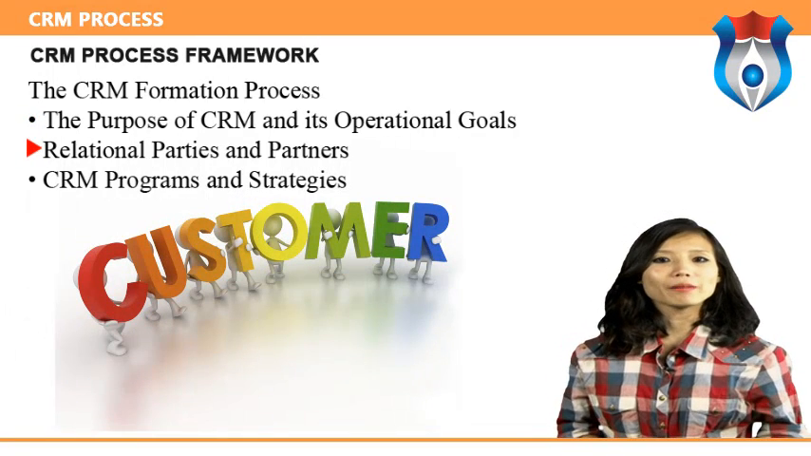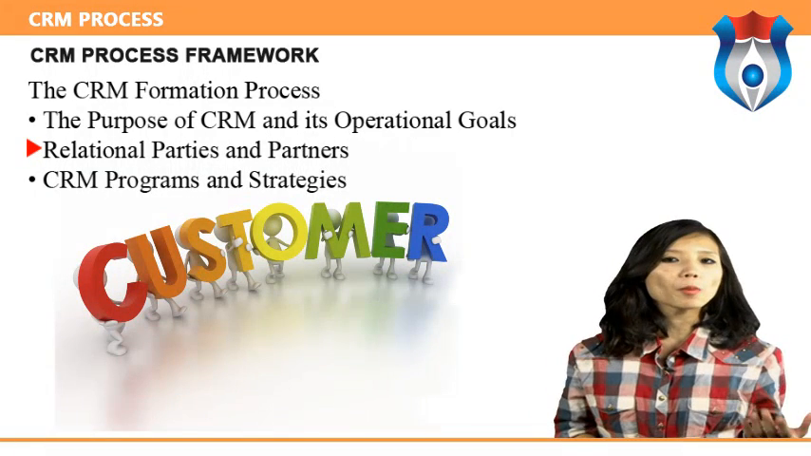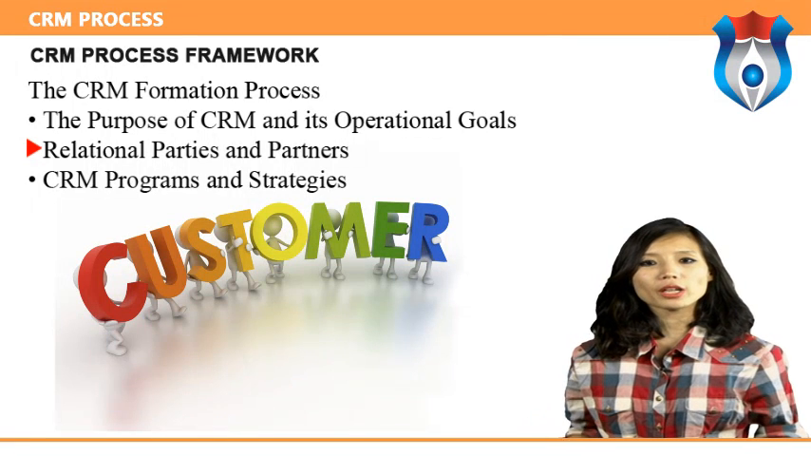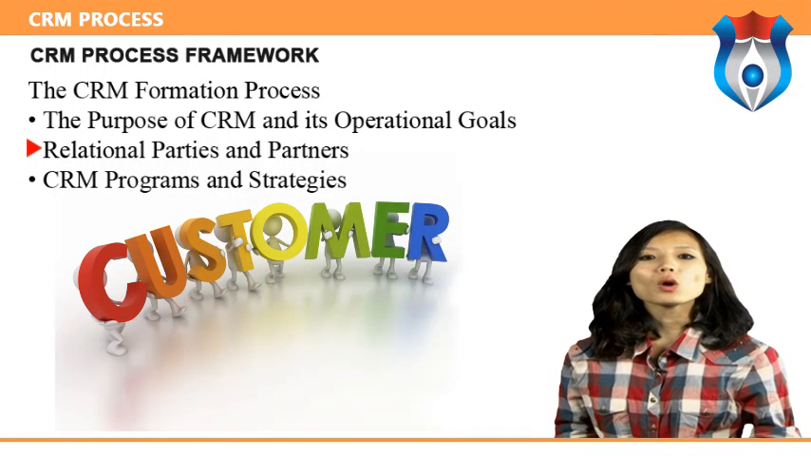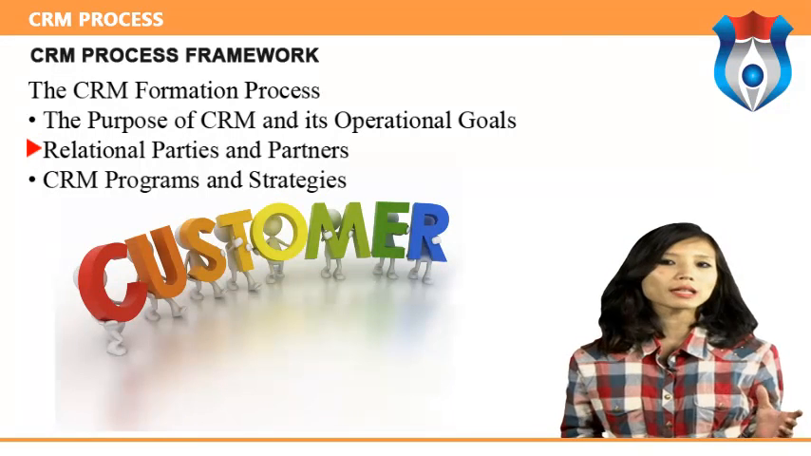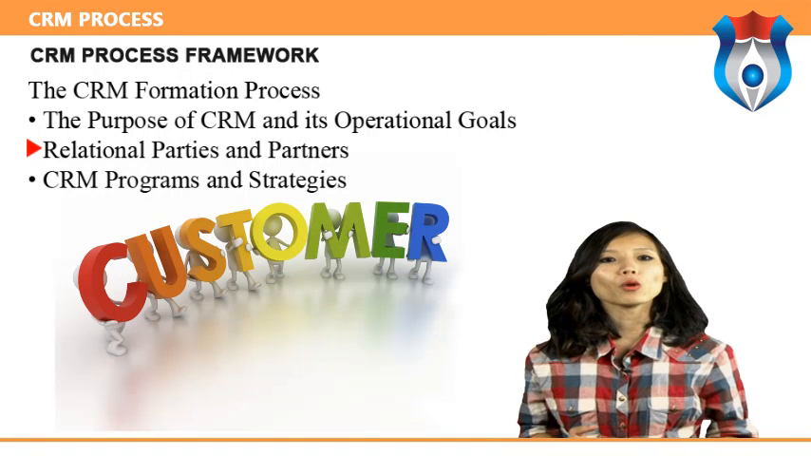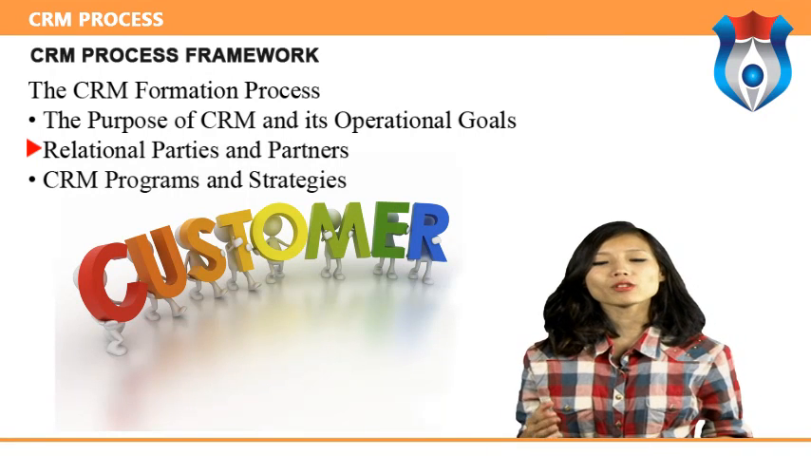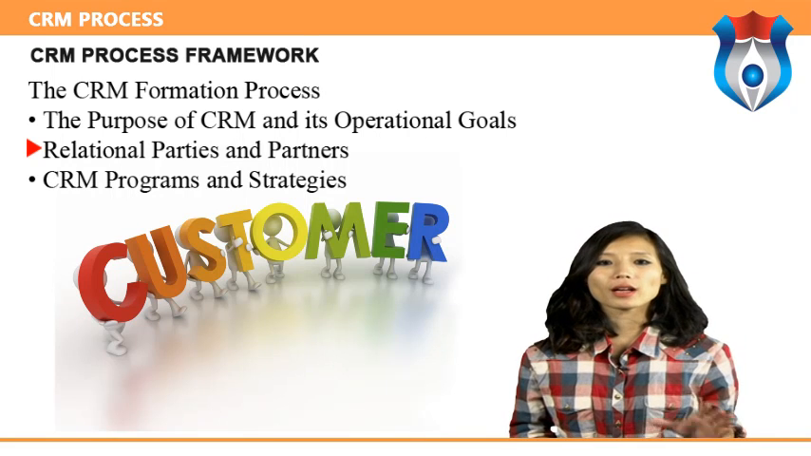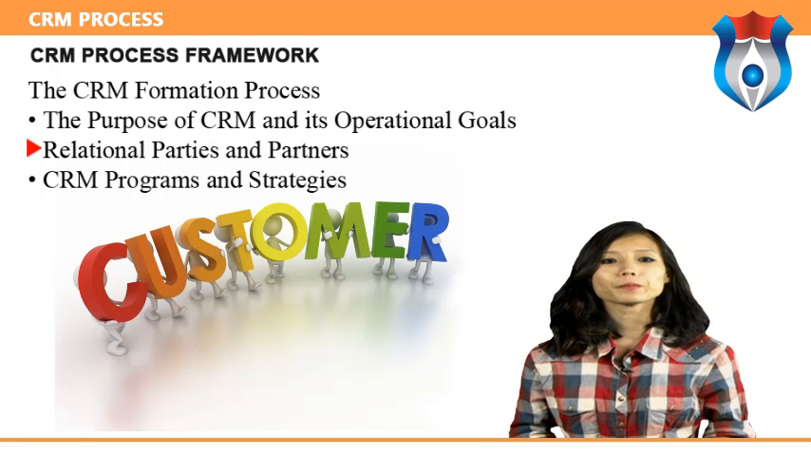Relational parties and partners. Customer partner selection, or parties with whom to engage in cooperative or collaborative relationships, is another important decision in the relationship formation stage. Even though a company may serve all customer types, few have the necessary resources and commitment to establish CRM programs for all. Therefore, in the initial phase, companies have to decide on which customer types and specific customers or customer groups to focus their CRM efforts on.